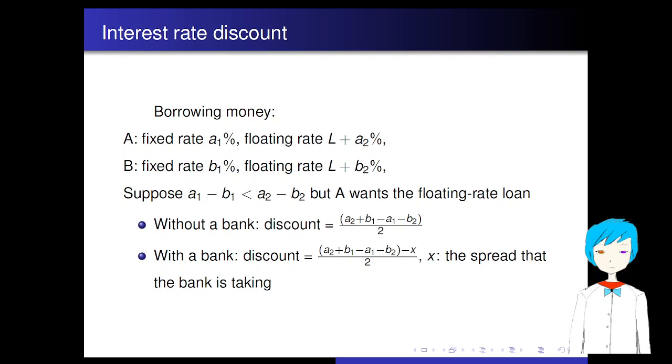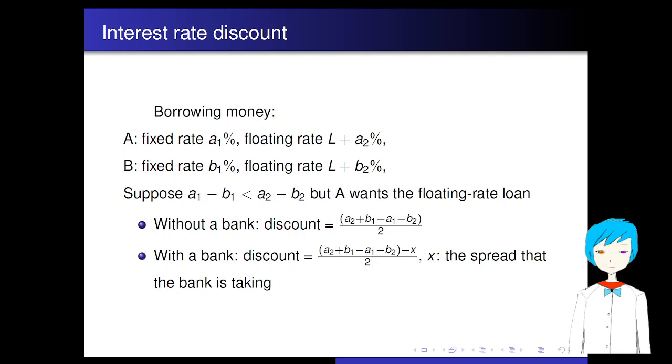Previously, we were talking about borrowing money, and swaps are usually for borrowing money, but the other side is to lend money. For company A, if it can lend money to earn a fixed rate A1, and for the floating rate, it could earn LIBOR plus A2. For company B, the fixed rate it could earn is B1, and the floating rate it could earn is LIBOR plus B2. Then if A1 minus B1 is smaller than A2 minus B2, A has a comparative advantage in the floating rate interest.